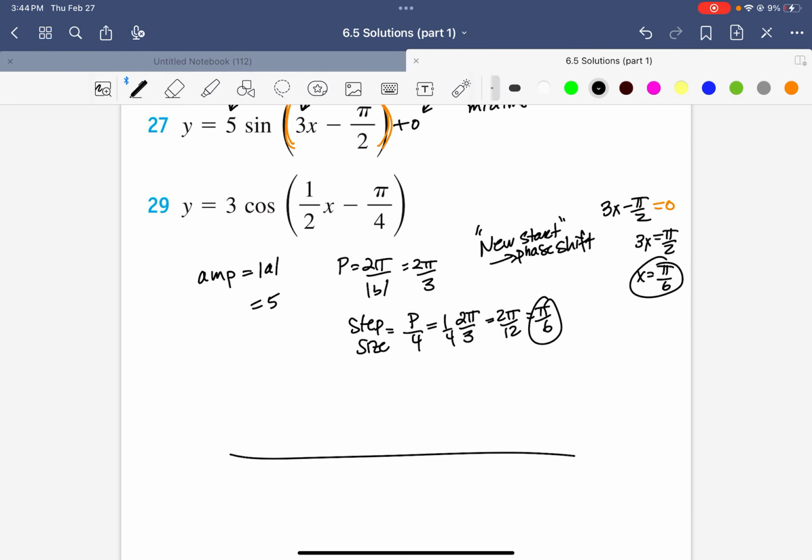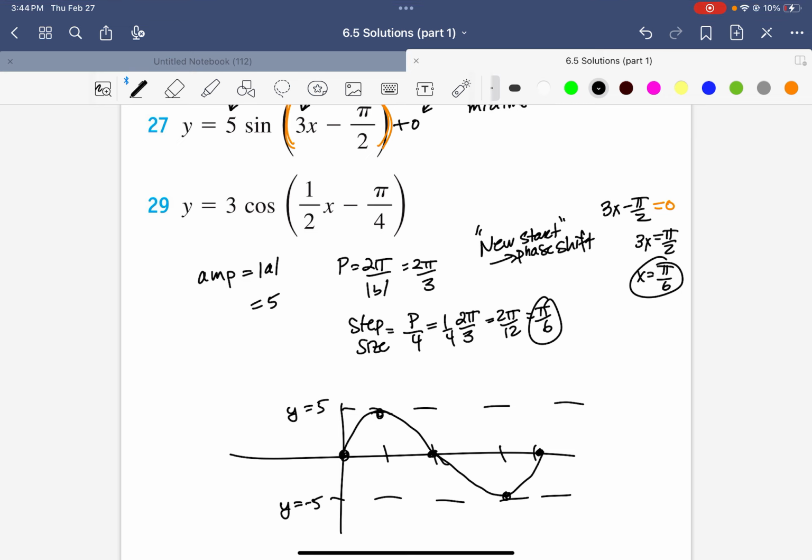So now I'm ready to start. Well, since my midline is at 0 and sine starts at a midline, then goes to a peak, midline, valley, midline, I know that my sine graph is going to look something like this, where you're going to have this nice envelope where you've got y equals -5, y equals 5, and I got my 1, 2, 3, 4 steps.